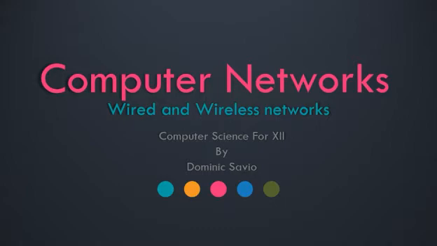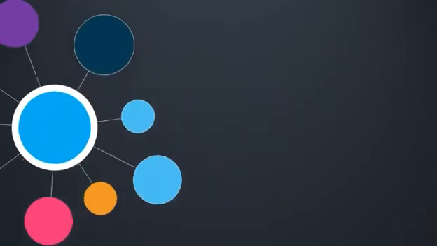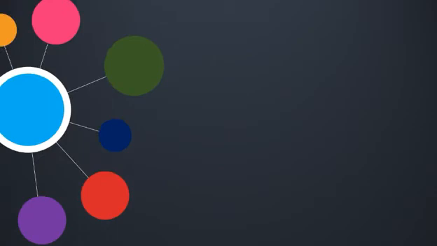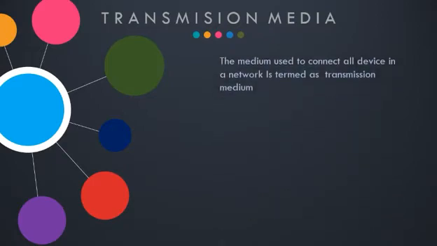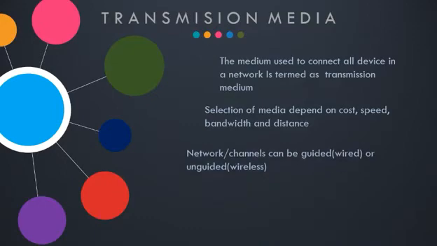The selection of media depends on the cost, data transfer speed, bandwidth and distance that the medium covers. Network channels can be guided or unguided, that means wired or wireless media. These are the two types of transmission media available in the networking system. First, we are going to see wired networks or guided media.